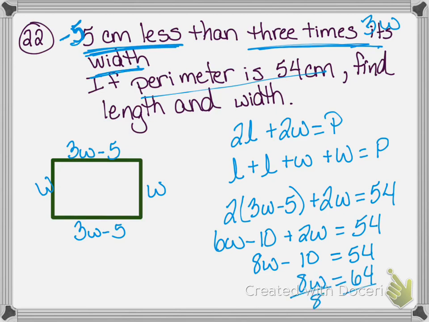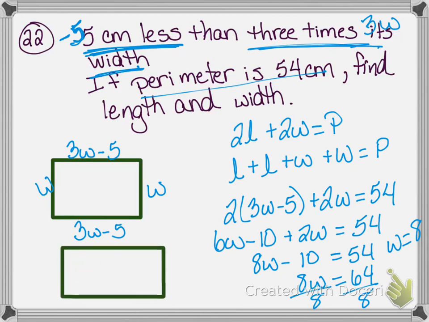And when I divide, we determine that the width of this rectangle is 8 centimeters. Okay? So the width right here is 8 centimeters. So now what I do is I go back and I plug 8 in for W. So I have 3 times 8 minus 5. So 3 times 8 is 24, minus 5 is 19. So the length is 19. Now you can go back and check that. You can do 19 plus 19 plus 8 plus 8 to make sure it equals 54. And I would encourage you to go back and check it. But that is our solution.